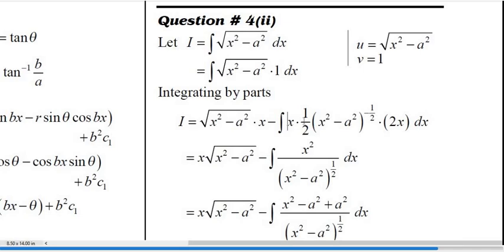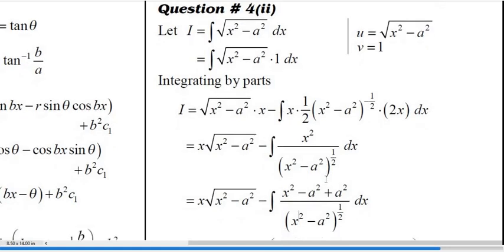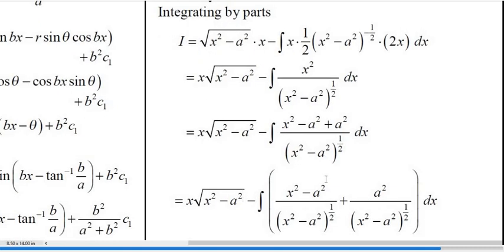Derivative of first, taking the power rule: 1 by 2 into x square minus a square whole power minus 1 by 2, taking the derivative of the inner function which is equal to 2x. Its negative power will become positive when we move from numerator to denominator. Next, here we can see x square minus a square, but here we only have x square, so adding and subtracting a square: x square minus a square plus a square. Now divide this term by x square minus a square.